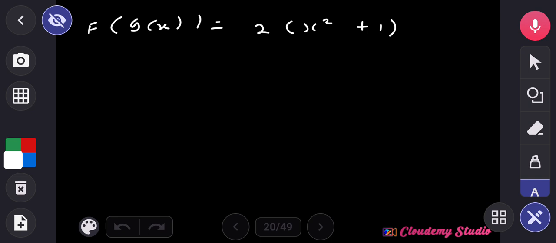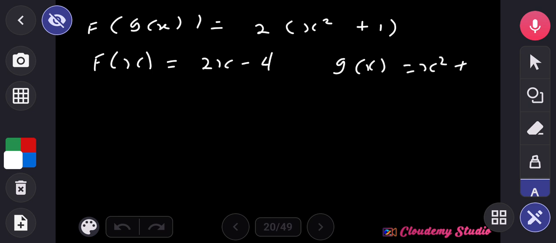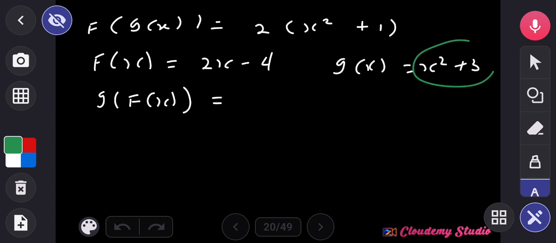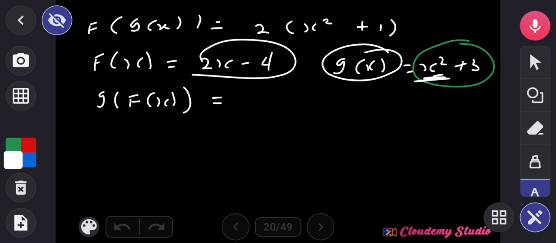Hope you understand. Now, remember we said that f of x equals 2x minus 4, and g of x equals x squared plus 3. I'm writing this again. So they now say we should look for g of f of x, the composite of g with f. We are now going to take the g of x, which is this. Whenever we see x, we are going to put f of x.